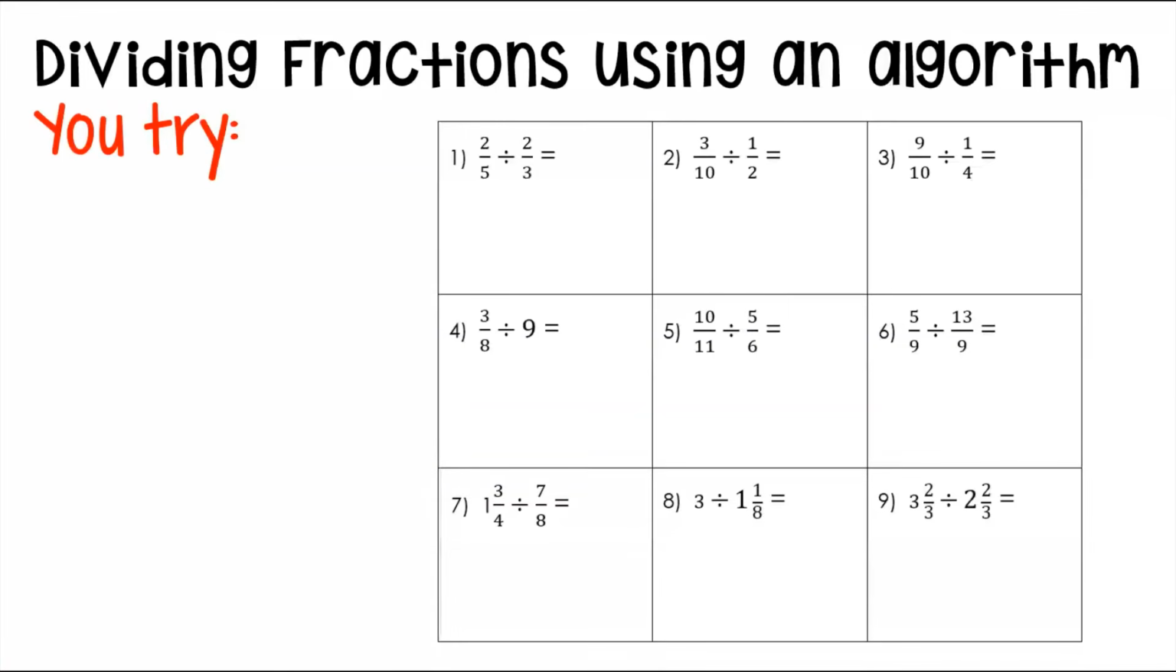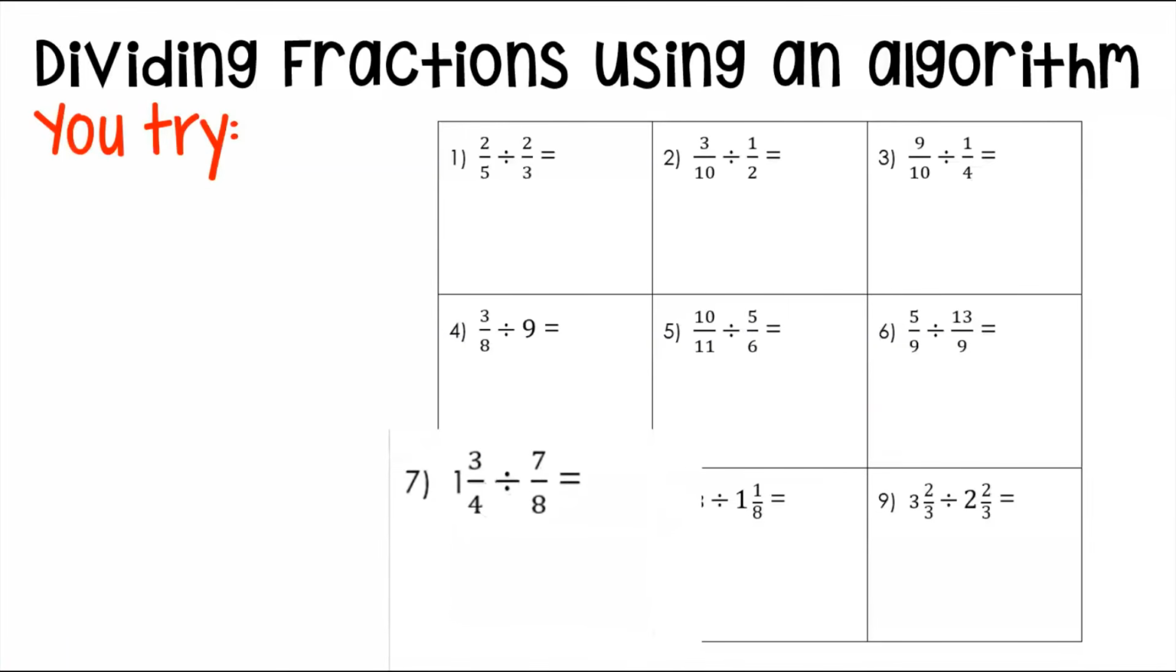All right, you try. Question number 7. Remember to pause and come back to check your answer. Question number 7 is 1 3/4 divided by 7/8. We're going to keep the first fraction, but we need to change it into an improper fraction first. So remember, 4 times 1 is 4, plus 3 is 7. That's where we got the 7 on the top, and we keep the denominator.